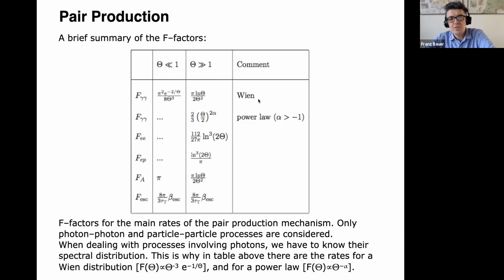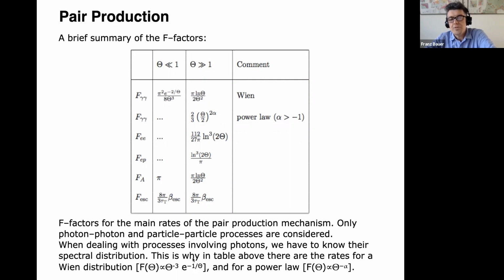There's two versions of these. One is for a Wien component, and then one is for a power law component, just to put them in perspective. And so these F factors are, as I said, the main rates at which the pair production mechanism is occurring or the annihilation is occurring. And here, these are only showing the photon-photon or the particle-particle processes. There are F factors for the photon-particle as well. And so typically when dealing with this, you need to know the spectrum. This is why we put this here, because the spectrum actually has some influence on the F factors as well. And so you can kind of glean something about this.